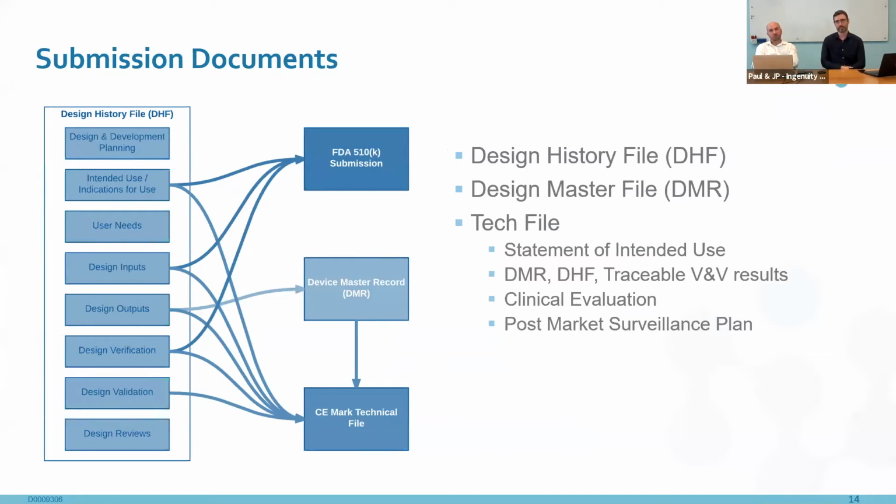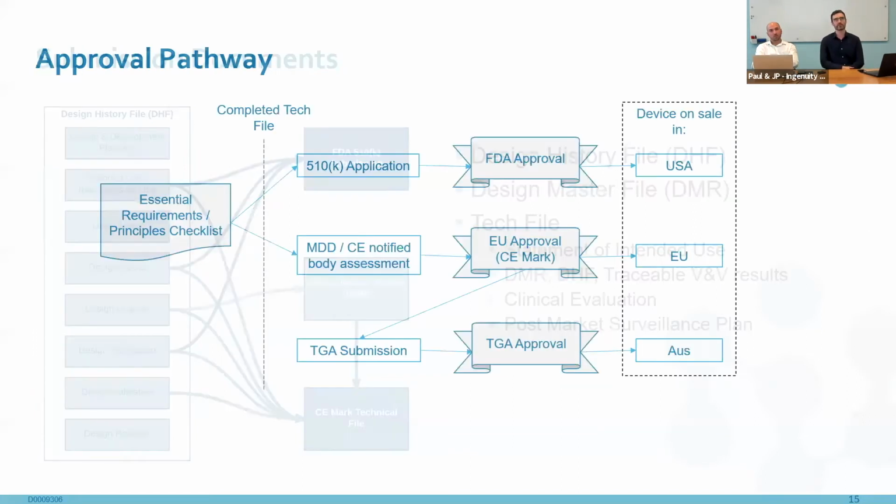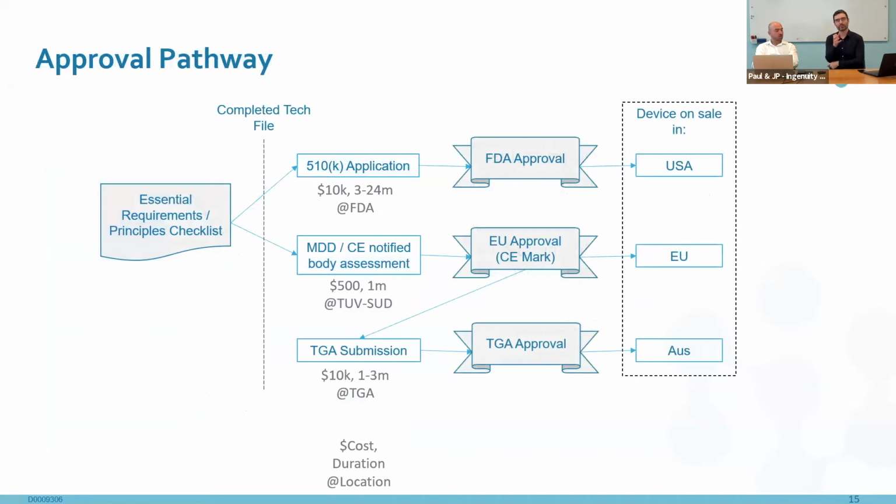Post-market surveillance and clinical evaluation are also key for that. So I'm going to try and speed myself up a bit. You've got different routes to market in the key markets that everybody is generally interested in. Could be 510K. It can cost roughly about $10,000 and take between 3 and 24 months to get through, depending on the classification and complexity.